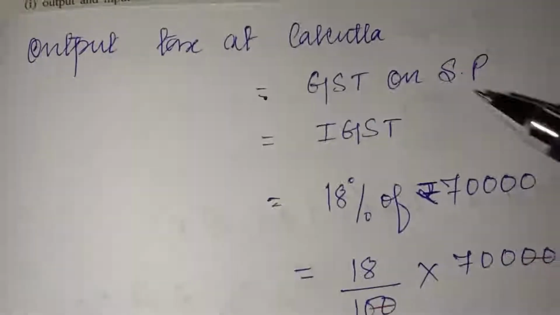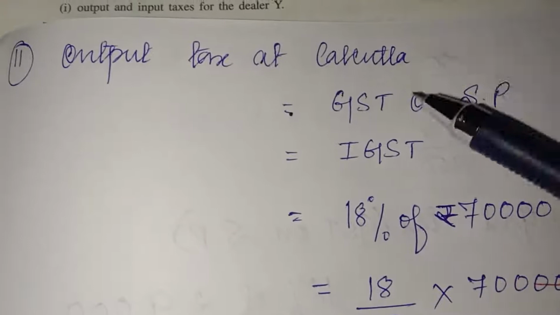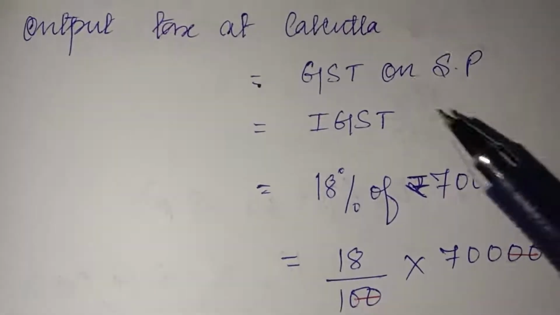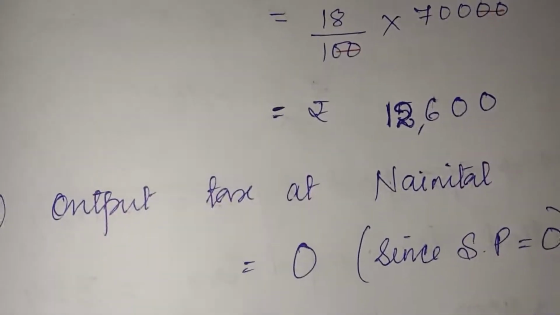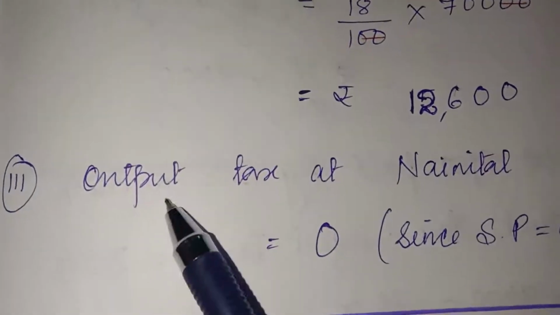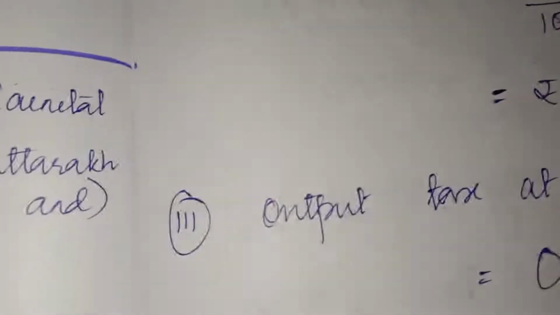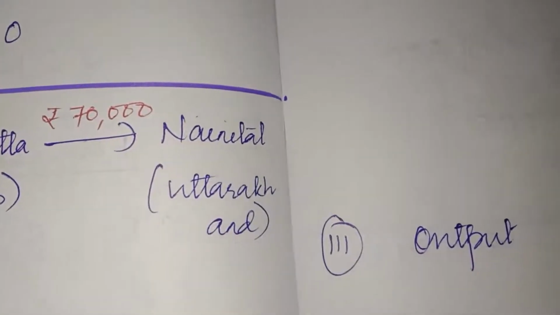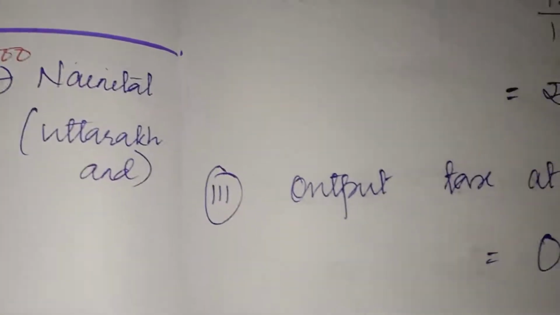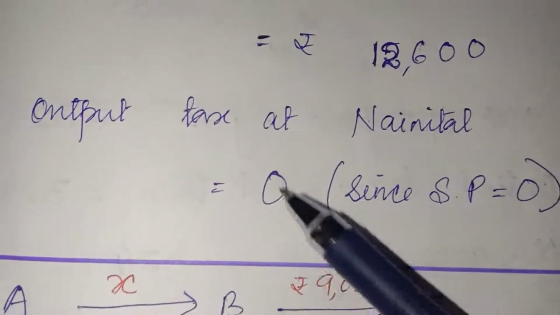Now we will find output tax at Calcutta. So GST on selling price. Here also IGST because Calcutta to Uttarakhand is interstate. So IGST 18% of 70,000, which is 12,600. Now next is output tax at Nainital. Since for Nainital the selling price is 0 because Nainital is the end user, the dealer at Nainital is not selling those goods or services. So for that dealer at Nainital selling price is 0. So for him output tax is 0.